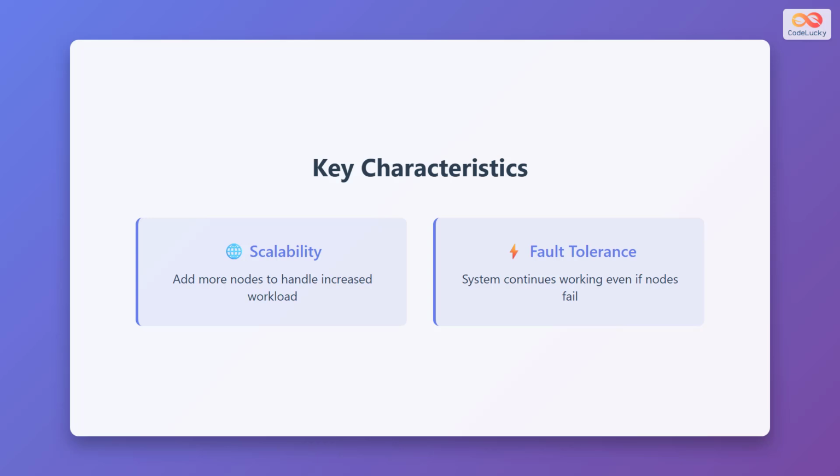Let's look at the key characteristics of distributed computing. First, it provides scalability. This means you can add more nodes, which are individual computing units, to handle an increased workload. Second, it offers fault tolerance, meaning the system continues to work even if some of the nodes fail. This ensures reliability and continuous operation.